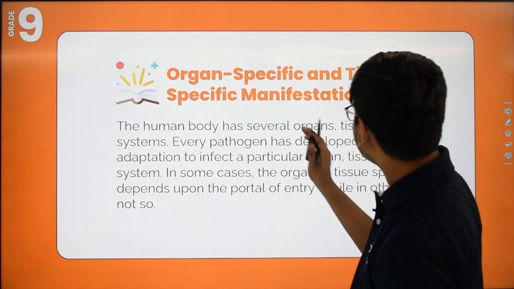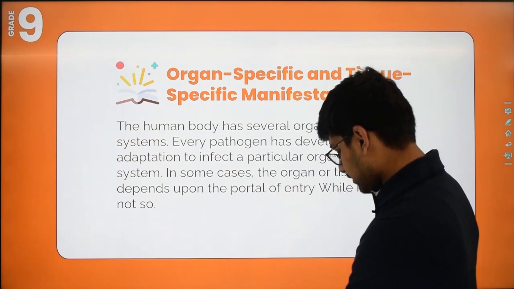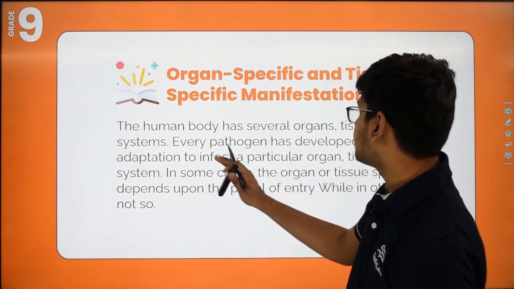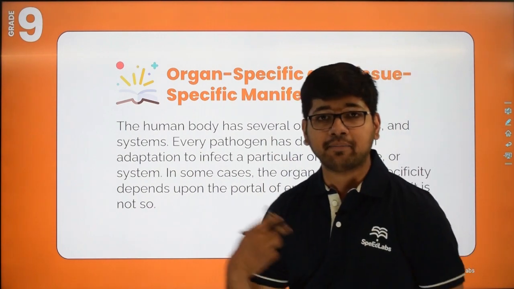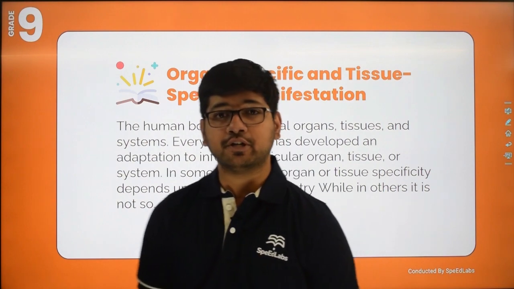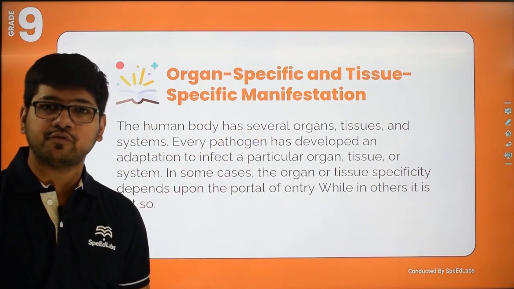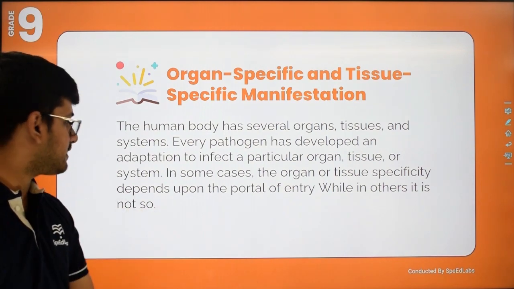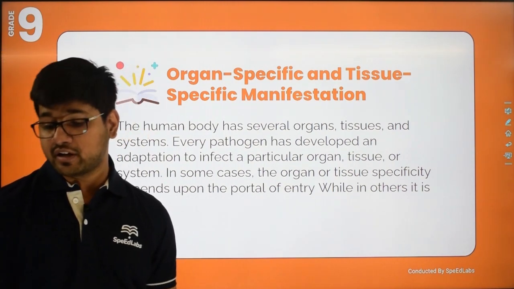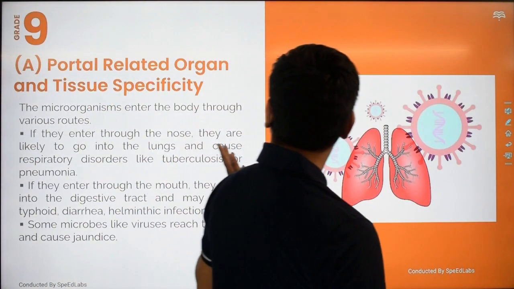Now we talk about organ specific and tissue specific manifestations. The human body has several organs, tissues and systems, and every pathogen has developed an adaptation where they want to reach, where they want to infect the particular individual. All right. In some cases, organs or tissues specifically are getting affected, and in some cases, it may be generalized. All right.